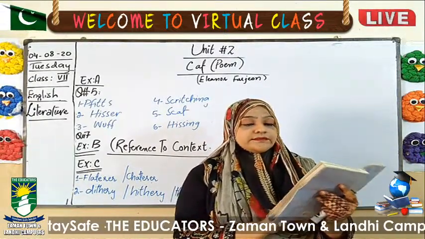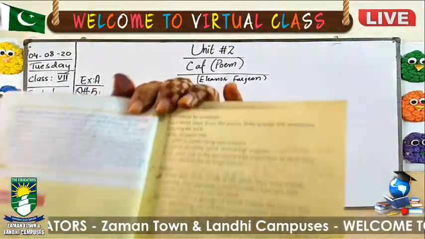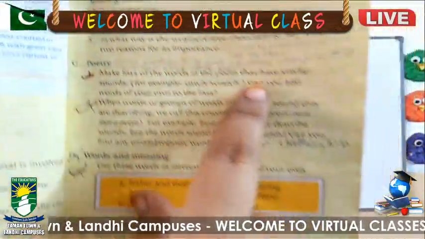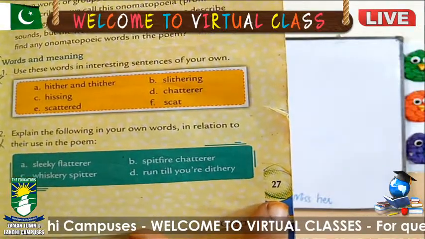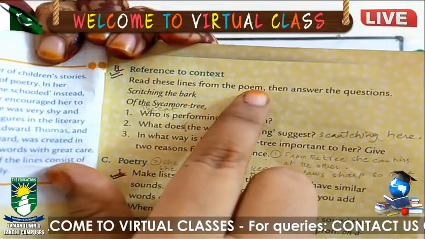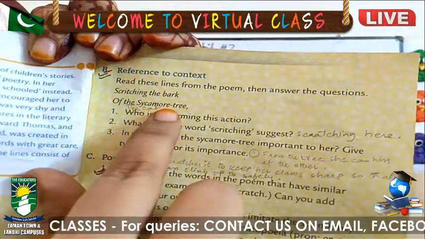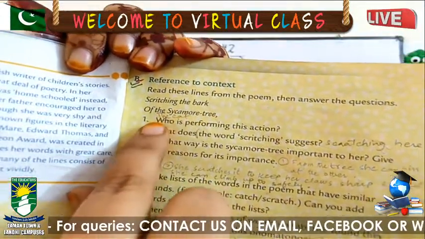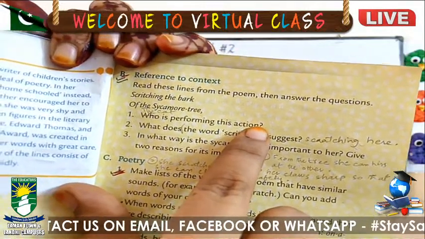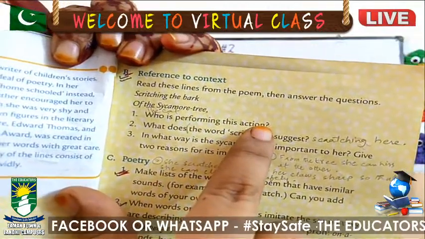Now move towards the exercises. First we will attempt exercise B, reference to context, and it is on page number 27. What is written? Read these lines from the poem, then answer the questions. Scratching the bark of the sycamore tree. Who is performing this action? As you know very well, it is about a cat. She reaches the sycamore tree. So your answer will be: the cat is performing this action.